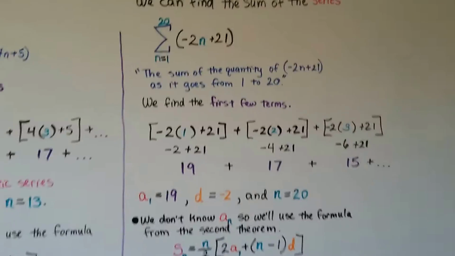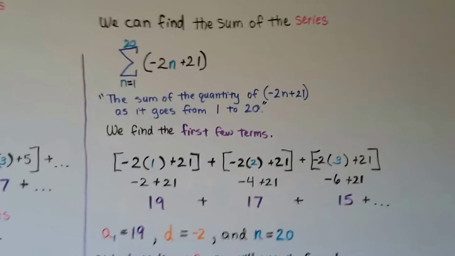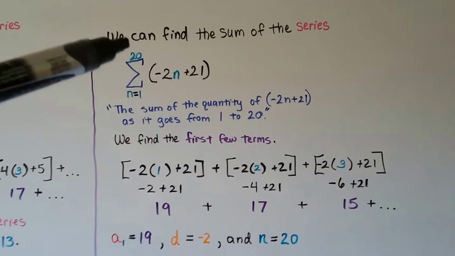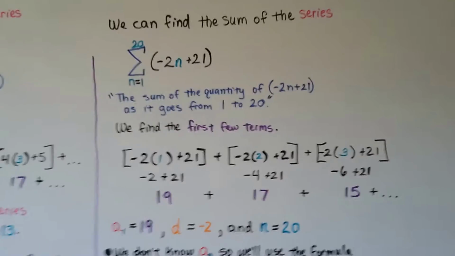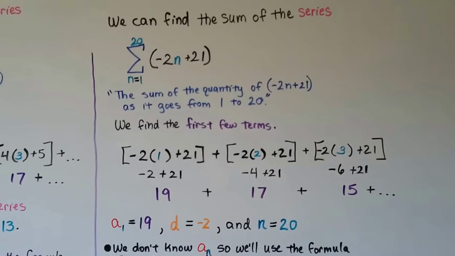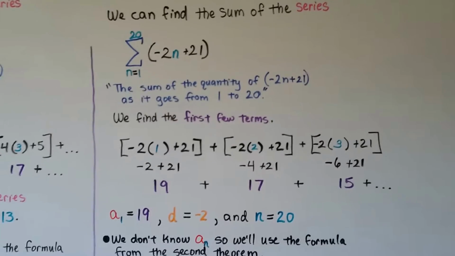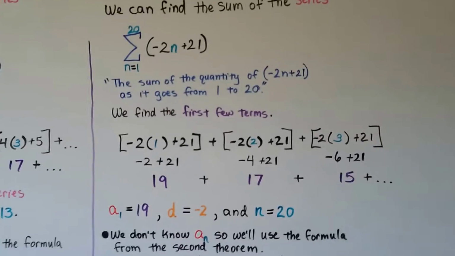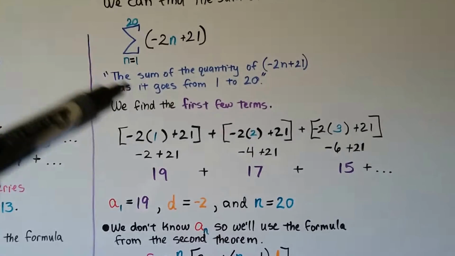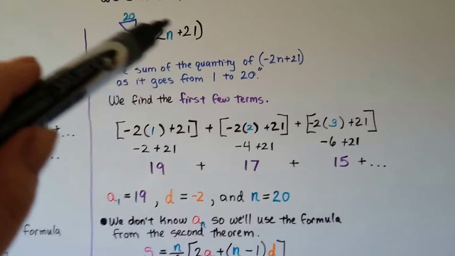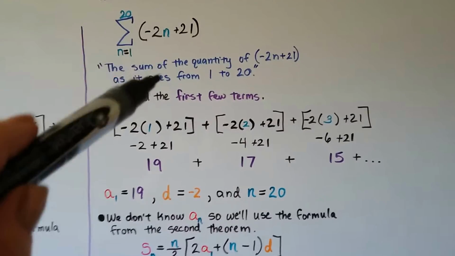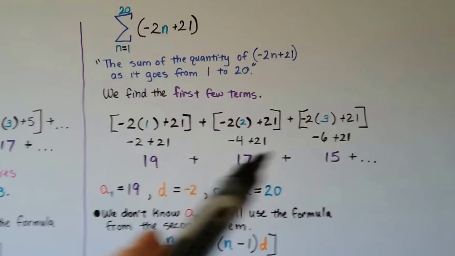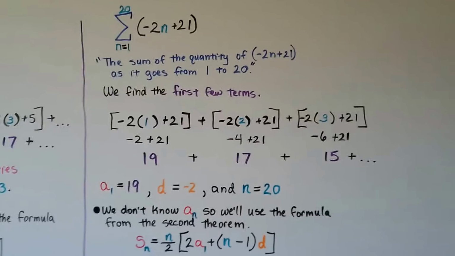Let's try it one more time. We can find the sum of the series. Now it's going to go from 1 to 20. And we read this as the sum of the quantity negative 2 times n plus 21, as it goes from 1 to 20. We're going to use this to find the first few terms. So we're going to put a 1, because that's where it's starting from, and then a 2, and then a 3, and see what we come up with.